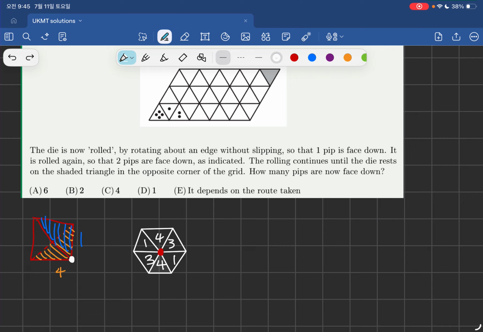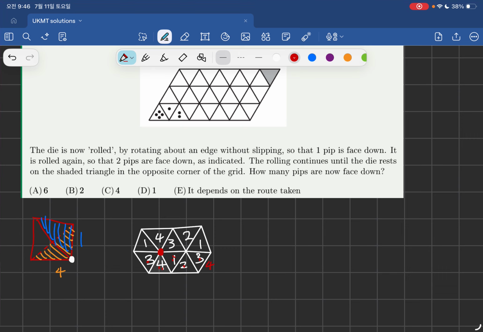Now, the question gave us another piece of information, and that is 2 here. Now, let's say we're rotating about this vertex, then that means 4 cannot be a face-down triangle. And from 2, if we rotate about this vertex again, it's going to have 3, and then 1, and then 2 again. Now, we see a pattern here. We see that the numbers are repeating. 3, 4, 1, 2, 3.